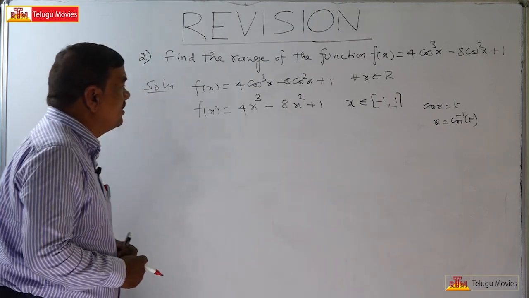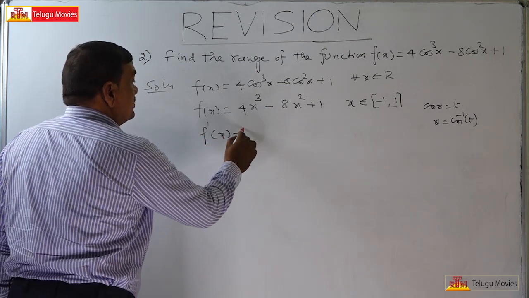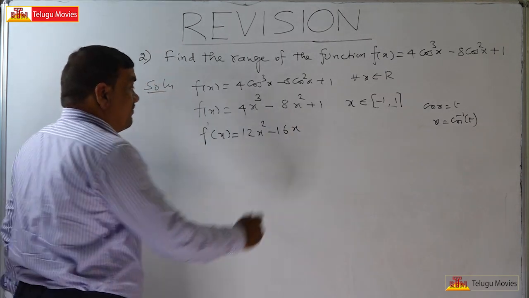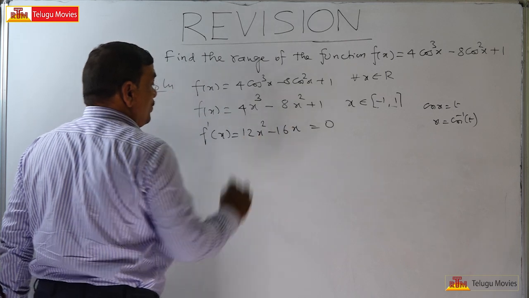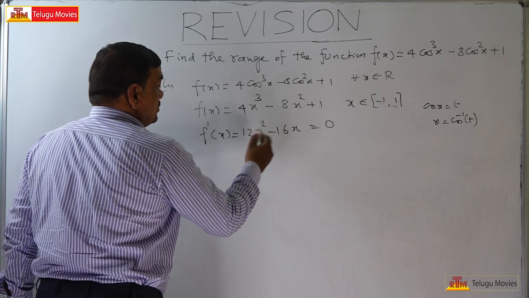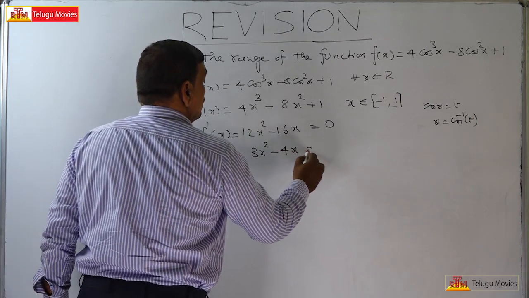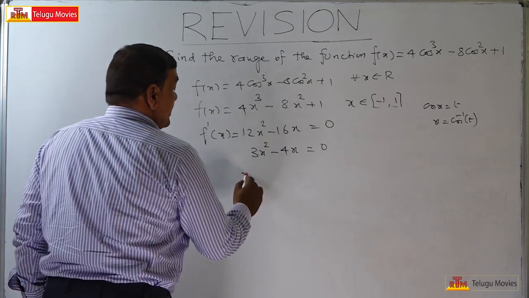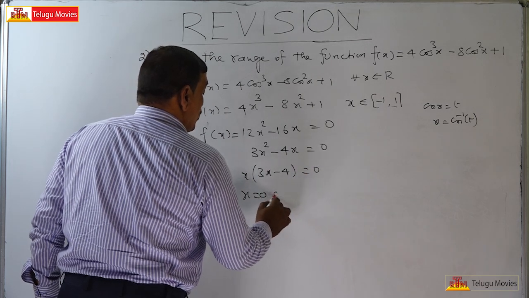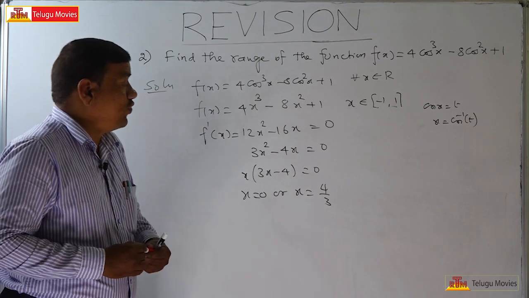Now, find the range of this function. So, find out f dash of x. So, f dash of x is equal to 12x square minus 16x. Okay, now, for f dash of x is equal to 0, you divide with 4. So, this is 4x, 4 3s are 12, 4 4s are 16, is equal to 0. You can take x common outside. 3x minus 4 is equal to 0. X is equal to 0 or x is equal to 4 by 3.